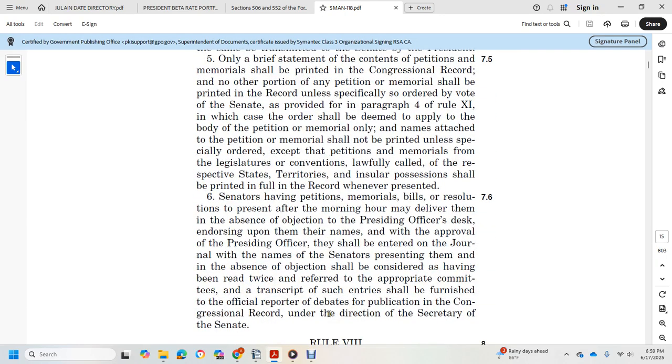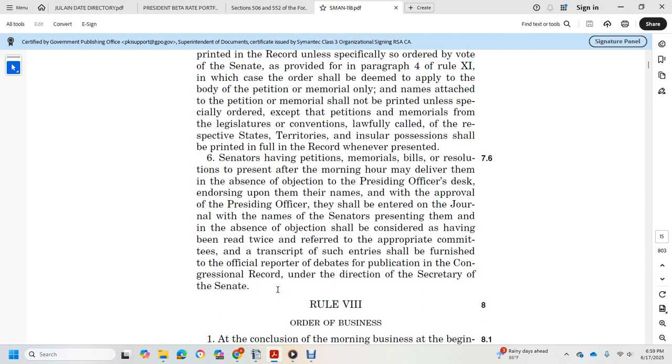Senators having petitions, memorials, bills, or resolutions to present after the morning hour may deliver them, in the absence of objection, to the presiding officer at the desk, endorsing upon them their names, and with the approval of the presiding officer they shall be entered in the journal with the names of the senators presenting them. In the absence of objection they shall be considered as having been read twice and referred to the appropriate committees, and a transcript of such entries shall be furnished to the official reporter of the debates for publication in the Congressional Record under the direction of the Secretary of the Senate.